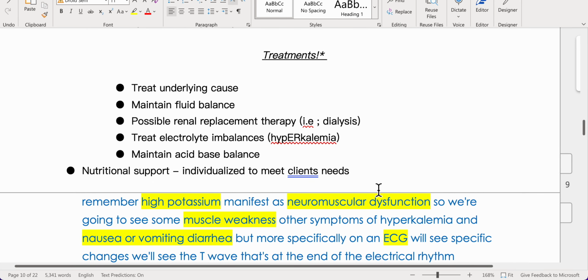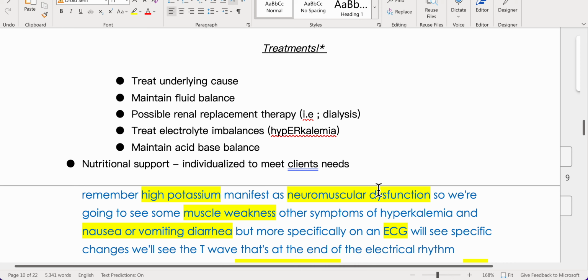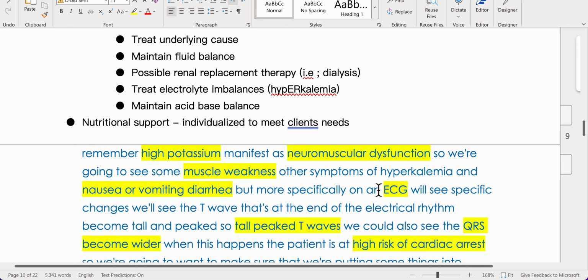Treatments: treat the underlying cause. Maintain fluid balance. Possible renal replacement therapy, i.e., dialysis. Treat electrolyte imbalances, such as hyperkalemia. Maintain acid-base balance.